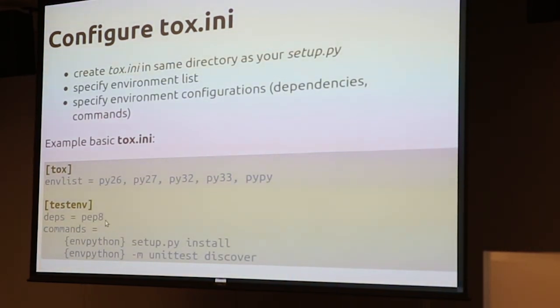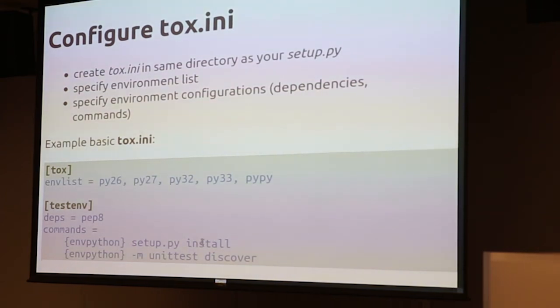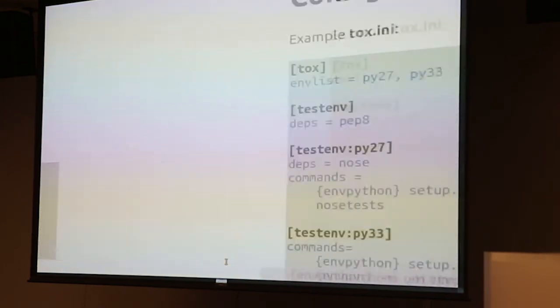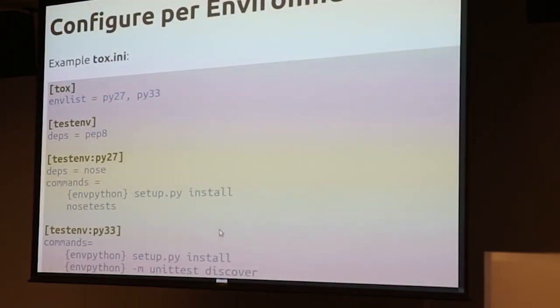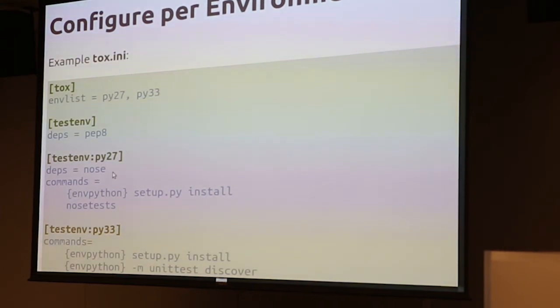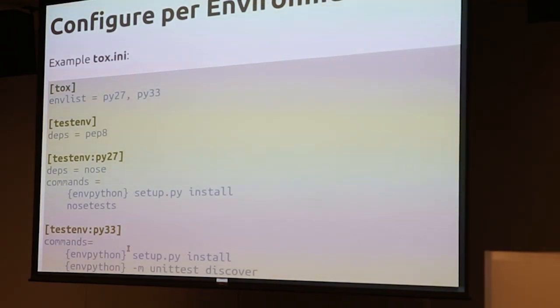You give it test dependencies. I just have pep8 as my dependency. You might have a whole list of dependencies, and it'll automatically install those in each of your different virtualenvs. And then what commands you want to run. So I'm just going to install my package, and then I'm going to let unittest discover and run its tests. Or you could have something more complex where you have a 2.7 environment, which has certain prerequisites and dependencies and test commands. Maybe a 3.3 environment with a slightly different setup.